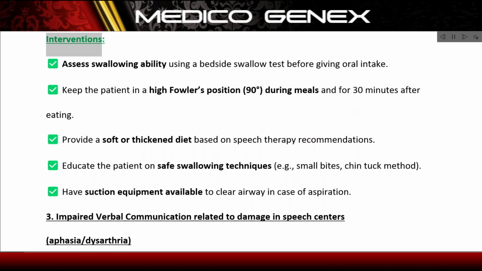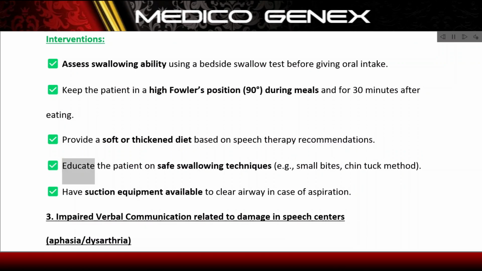Interventions. Assess swallowing ability using a bedside swallow test before giving oral intake. Keep the patient in a high Fowler's position, 90 degrees, during meals and for 30 minutes after eating. Provide a soft or thickened diet based on speech therapy recommendations.